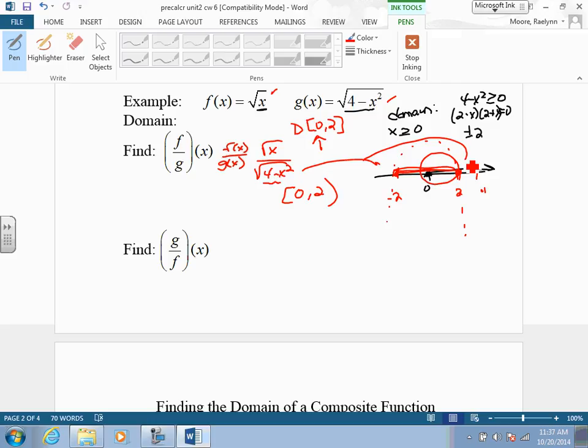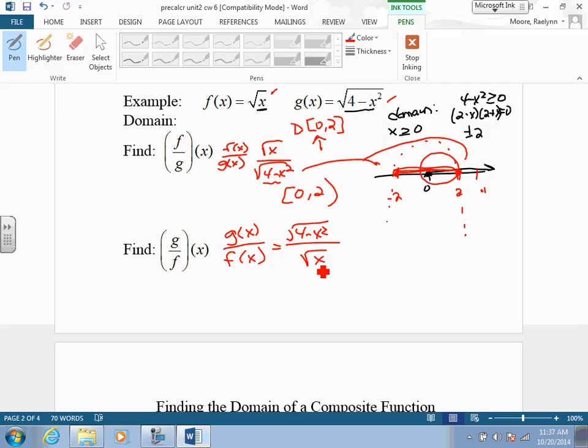Say we did the divide the opposite way. G of x over f of x. The g is this guy. The f, this one. I still don't have to rationalize. I can leave it like that. There's nothing else I can do. That would be my answer.